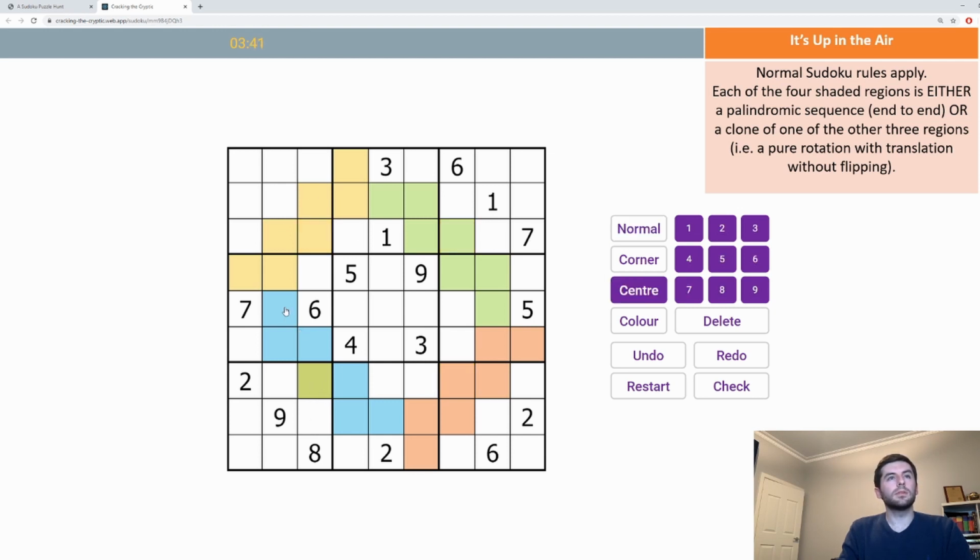So if this blue shape was going to be a clone of the yellow shape, we would have a contradiction at this 4th cell, because these would have to be the same value and they fall in the same column. Similarly, if the blue shape was a clone of the red shape, once again this 4th cell along causes a contradiction.